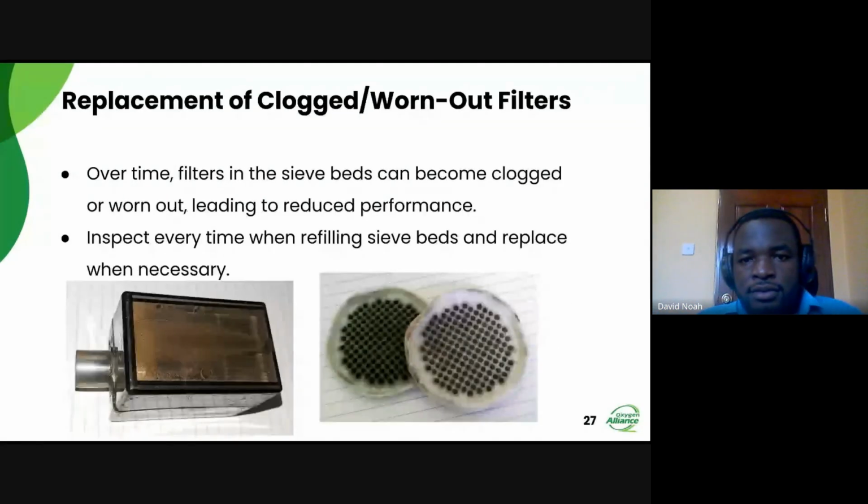Let's now look at the replacement of clogged or worn-out filters. So over time, filters in the sieve beds of oxygen concentrators can gather dust, debris, and contaminants, gradually clogging the filters and restricting airflow through the sieve beds. Exposure to high pressure and high temperature conditions can influence this issue, causing the filters to degrade or wear out, thereby diminishing the concentrator's ability to separate gases.